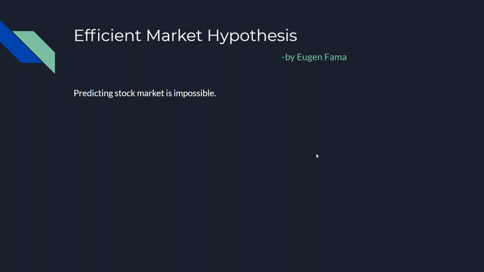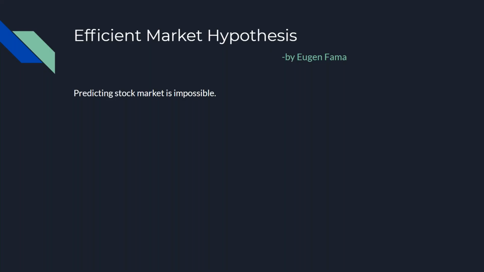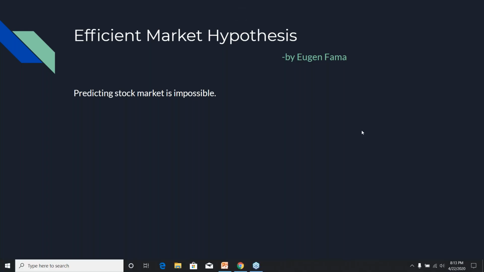The efficient market hypothesis says that predicting stock prices is actually impossible, but it was given in 1960. Now, using machine learning models and deep neural networks, we can predict the stock prices. We can now find the equation of the graph using these models.